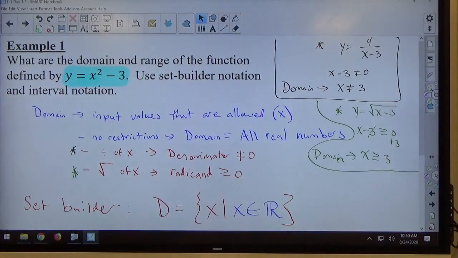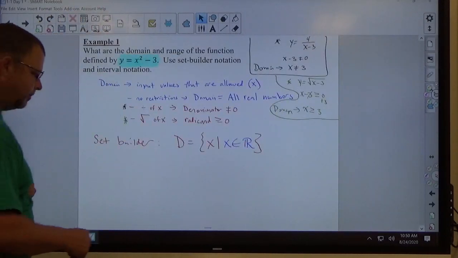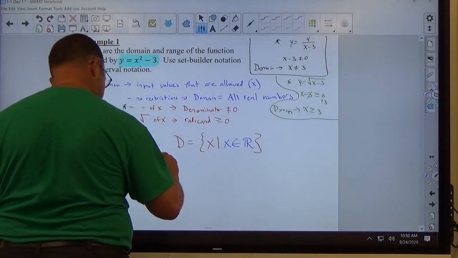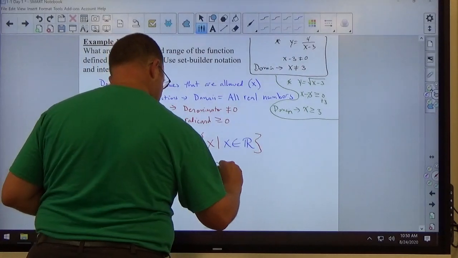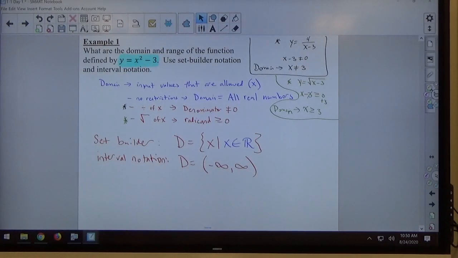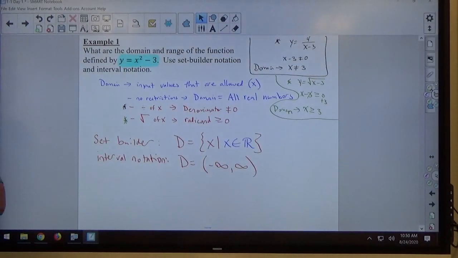That's going to be your less enjoyable one. It's not hard to do. It's just a lot of symbols to write down. All right, here is interval notation. You're going to like this better. All interval notation is saying is everything from here to here. If it's all real numbers, you're starting at negative infinity, ending at positive infinity. Domain equals everything from negative infinity to positive infinity, which is also a way of saying all real numbers. Okay, so that's domain.